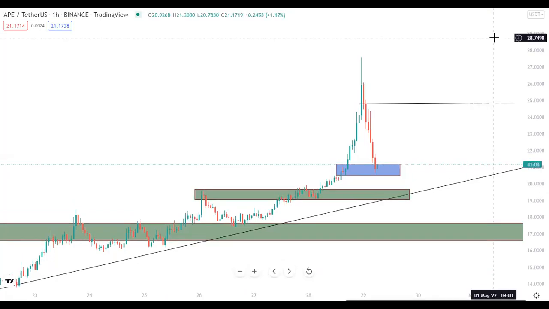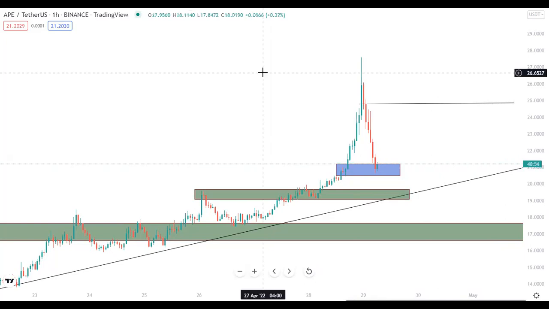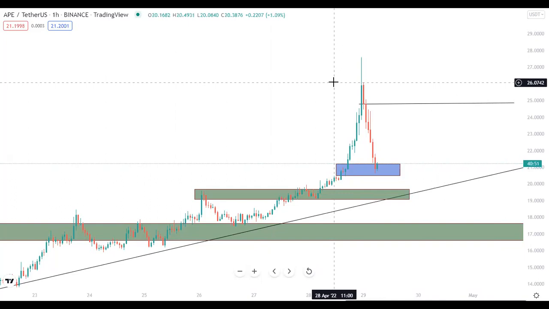Okay, let me record. All right, so this is what we're expecting on APE, right? The reason I'm going too fast is because we did analysis on APE yesterday. So let me go to Matic right now and see what we can expect on Matic.